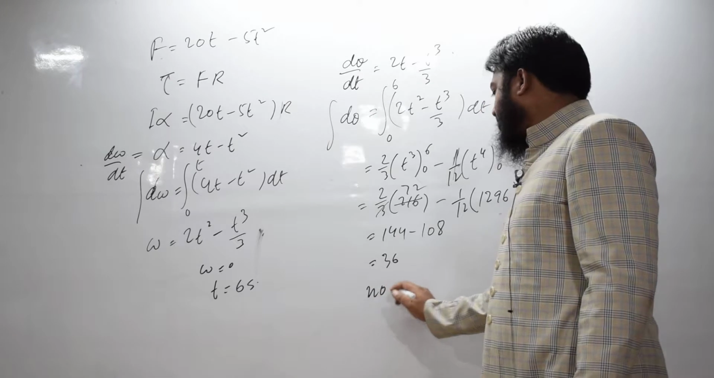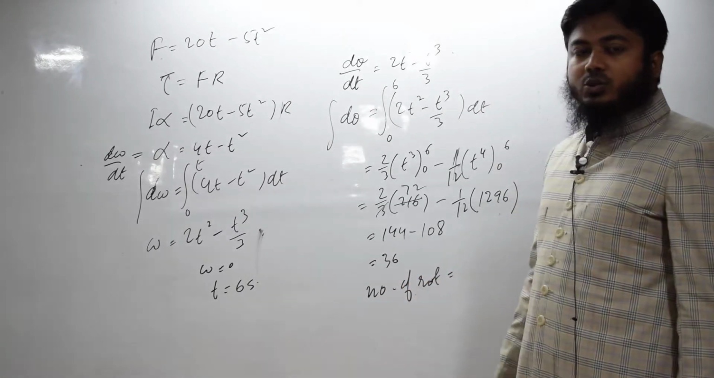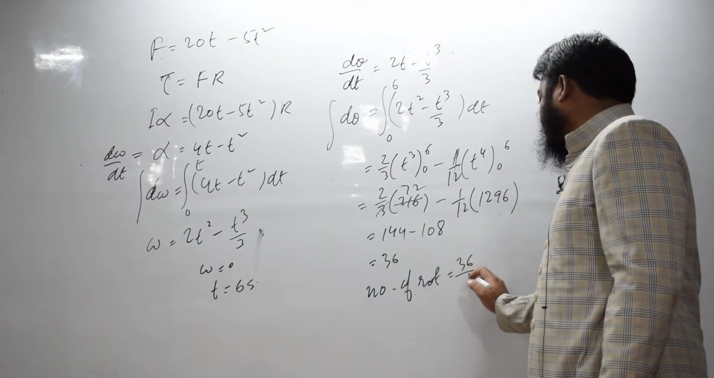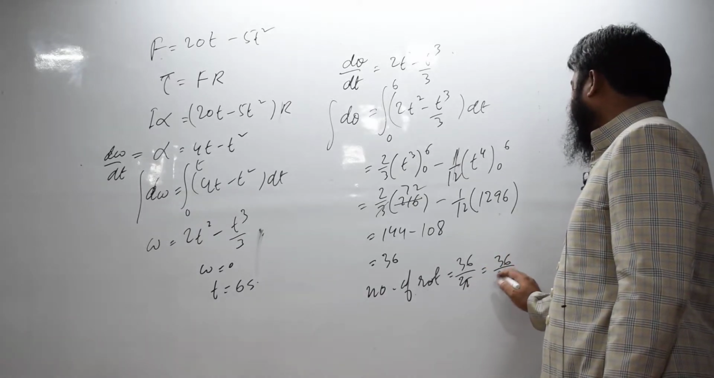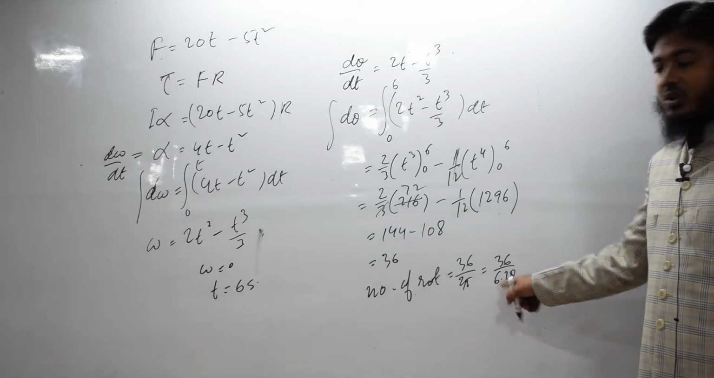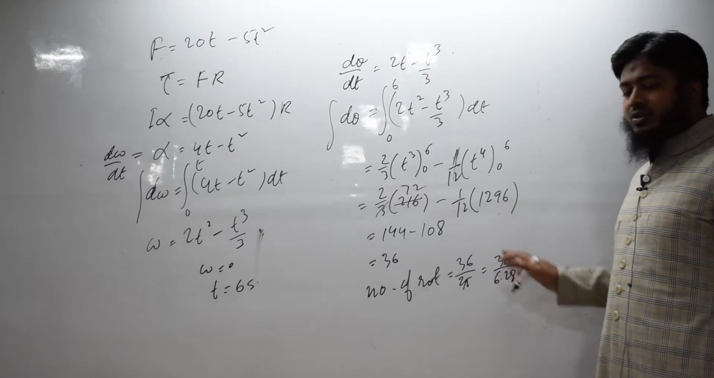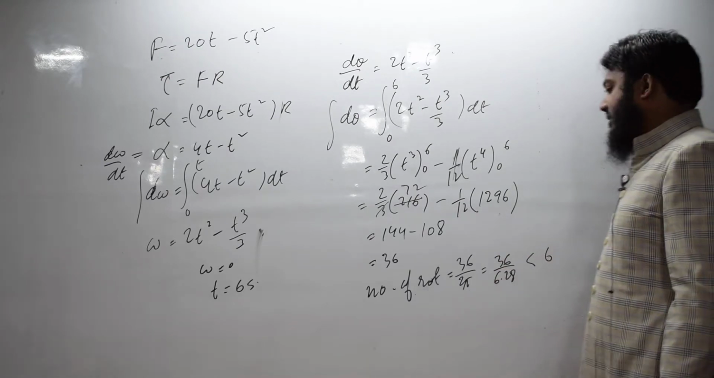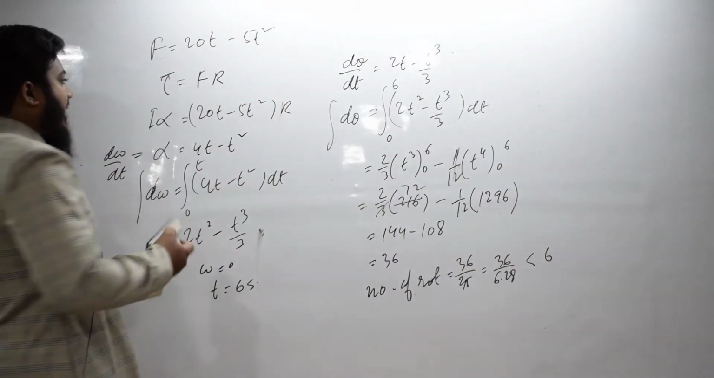Then number of rotations: there is 2π displacement for one rotation. So, number of rotations will be 36 divided by 2π, and 2π is 6.28. The denominator is more than 6, so the whole ratio will come out to be less than 6. If it is 6, the ratio is 6. Now, if the denominator is more than 6, the ratio is less than 6. So, number of rotations made by the pulley is less than 6.